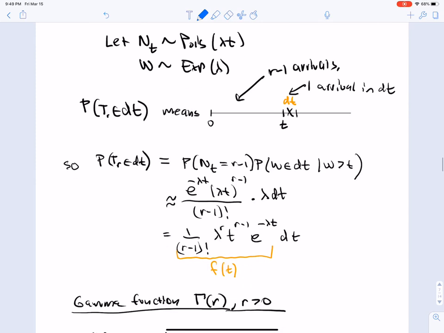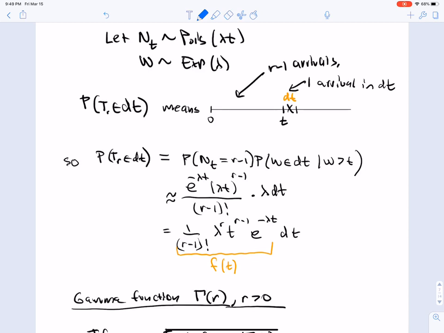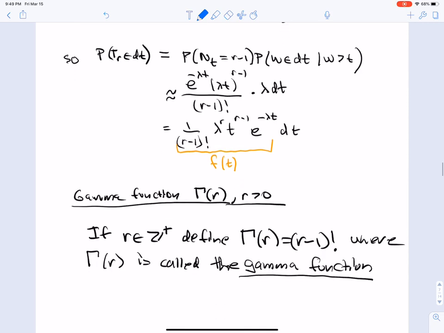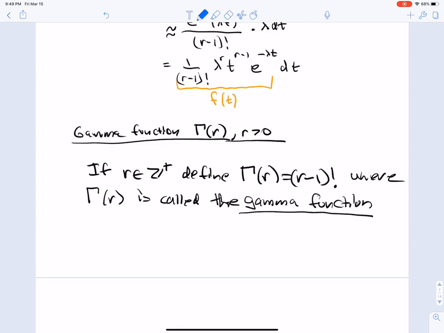So we get the formula given here, and necessarily then the density is this, before the dt. Now this density is fine, except that generally the gamma is not only for r a positive integer, but actually for r a positive real number. So we're going to have to introduce the gamma function to generalize this definition of gamma that we've been talking about.